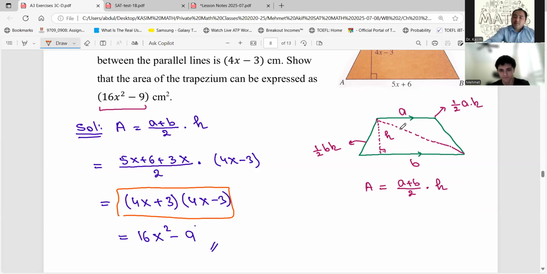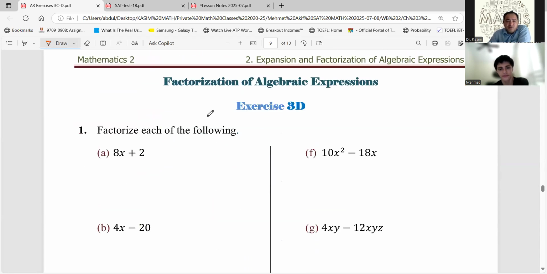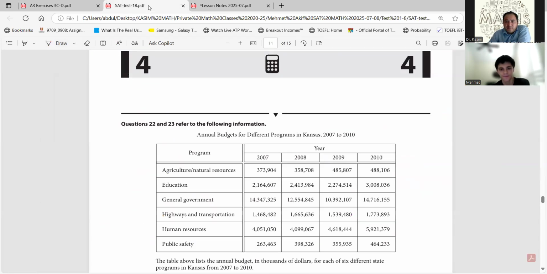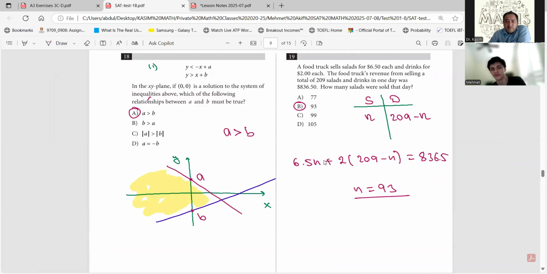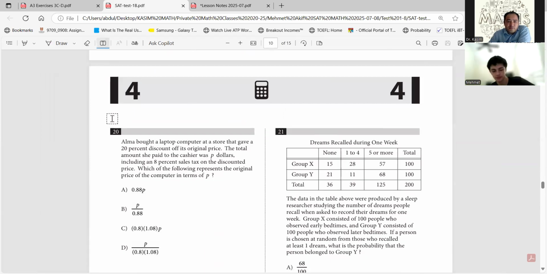All right, Mehmet, now I stop here. The rest is about factorization. We'll continue from here in our next class, okay? Now let's get back to the papers where we stopped and continue from here. We just write the date quickly.